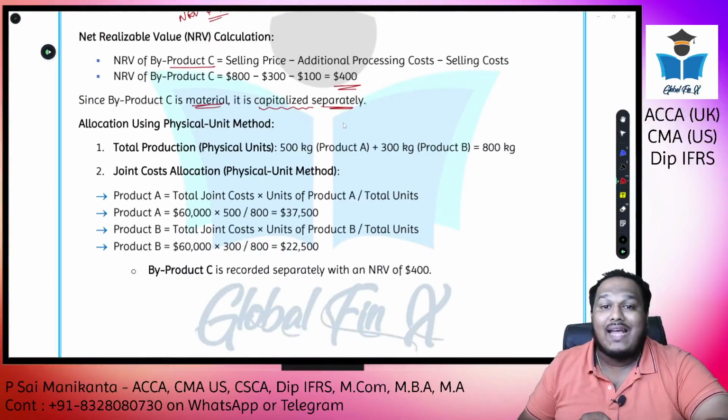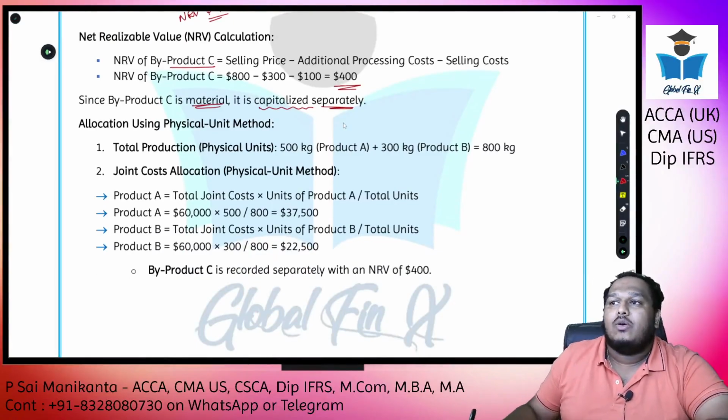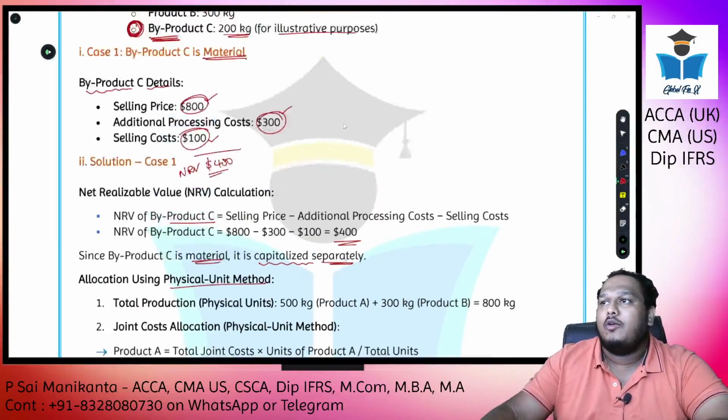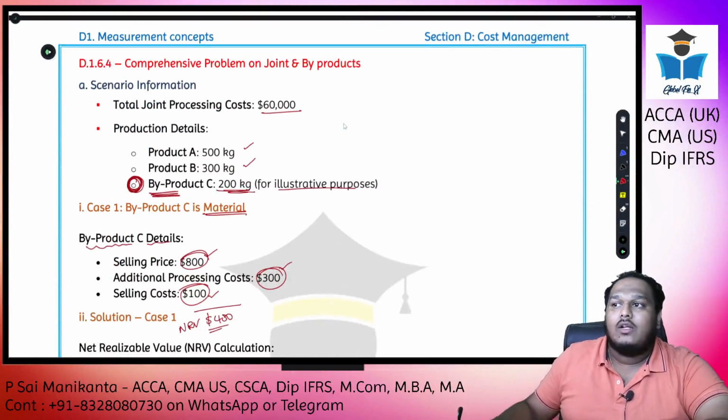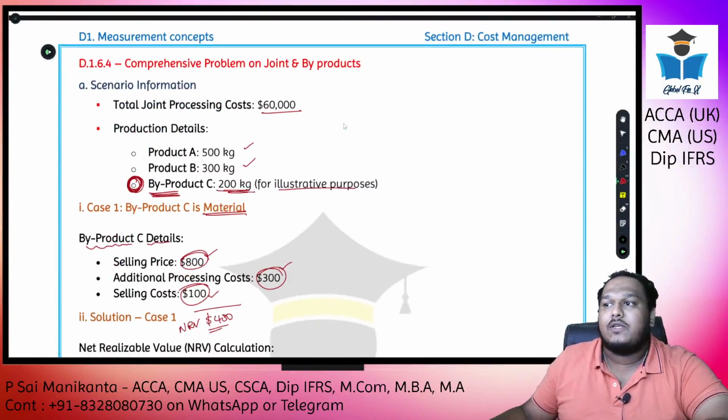Now, since byproduct C is material, it is capitalized separately. What do we mean by capitalized separately, sir? See, using the physical unit method you can do it. Total production is what? How many units did we produce? Since this is a separate item, this also should be added. So 500 plus 300 is 800, 800 plus 200 is 1000.